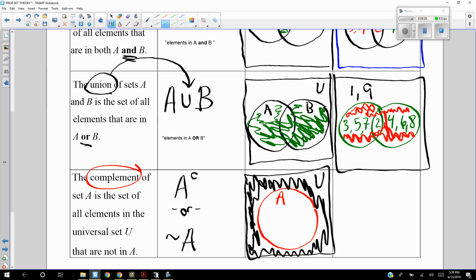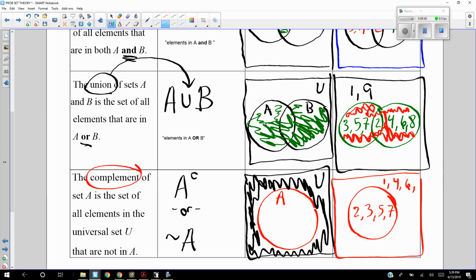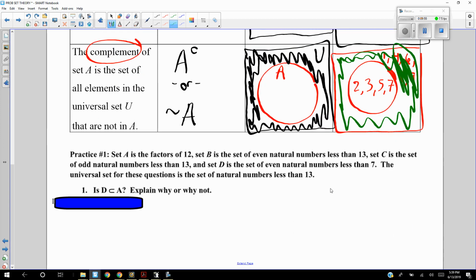In this specific example, set A is 2, 3, 5, 7. So the complement of A is 1, 4, 6, 8, and 9. So our solution is those numbers right there on the outside of the circle: 1, 4, 6, 8, 9. Those are considered the complement of set A. Then we'll finish with some practice problems.